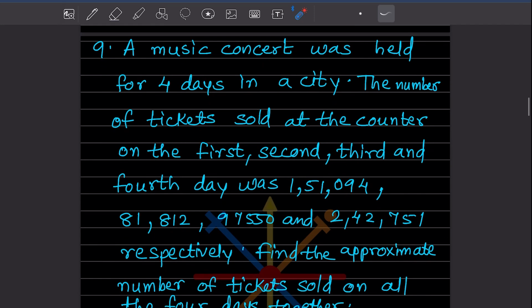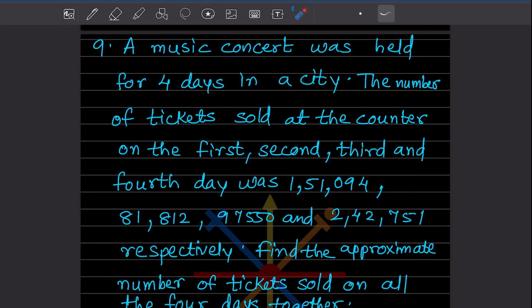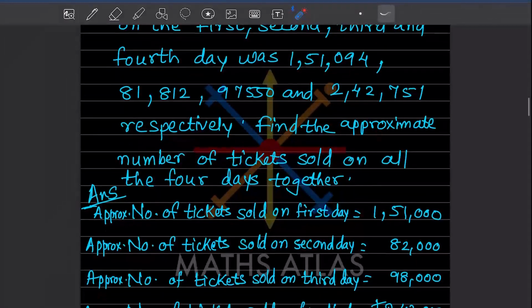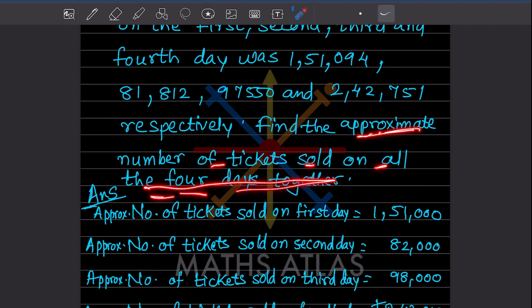Now we will look, this is like a word problem. Okay, so now what does this say? The music concert was held for 4 days in a city. The number of tickets sold at the counter on the first day, second, third, and fourth. So first day was this, second day was this one, and third day, and the fourth day, the number of tickets sold were this many. Okay, then what did it say? Find the approximate number of tickets sold on all the 4 days together. When they say all the 4 days together, it means you are going to add it.